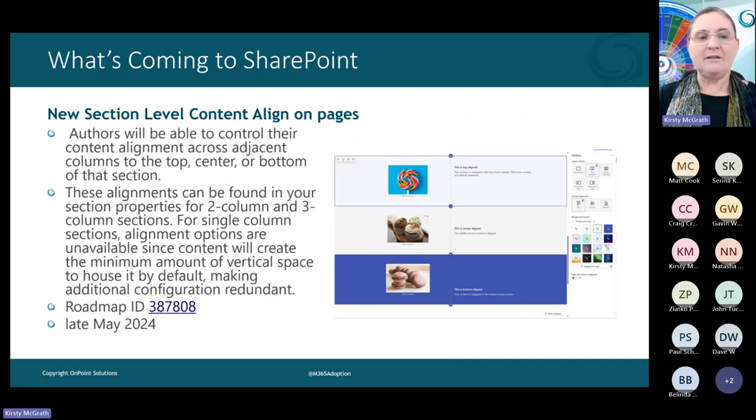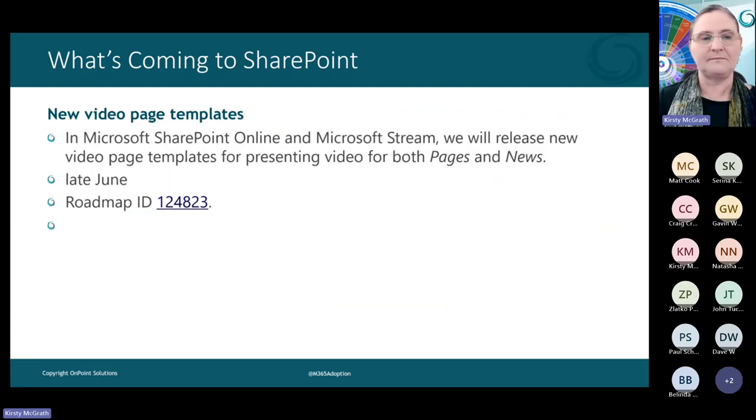Another one is some new content alignment on the pages. So authors will be able to do a little bit more when it comes to aligning columns on the top, center, or bottom of a particular section. Okay, so these can be found in some of the properties over on the right hand side as to how they're going to align.